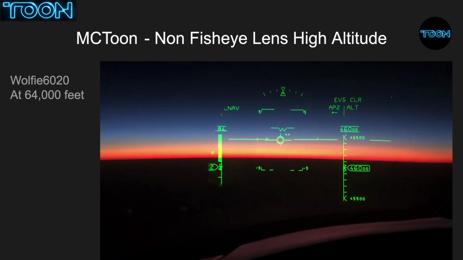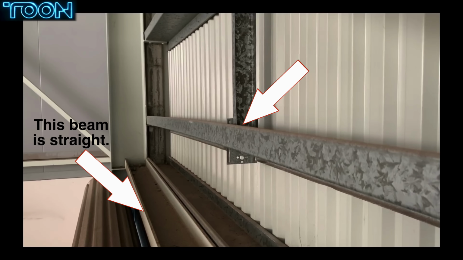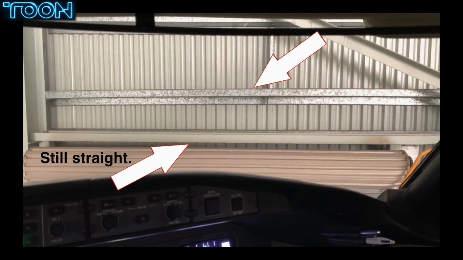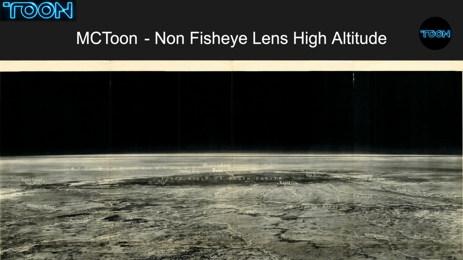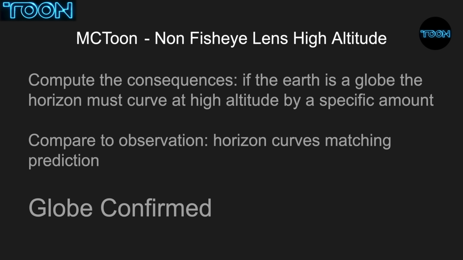They'll say it's the cockpit windscreen. So he went in his hangar and he filmed a straight line in the hangar above and below the center. In the window, it's straight in the window. So here's one of the earliest from 1935. Captain Albert Stevens in a balloon 72,000 feet over South Dakota. It's hard to see on here. I zoom in a little bit. I actually bought a copy of this. This is from the scan that I own. You can see the curve in that photo. So anyway, compute the consequences again. If the Earth is a globe at a high elevation, it must curve by a specific amount, and it's confirmed.